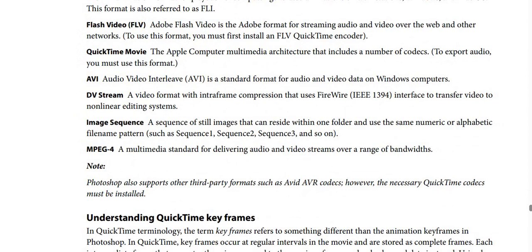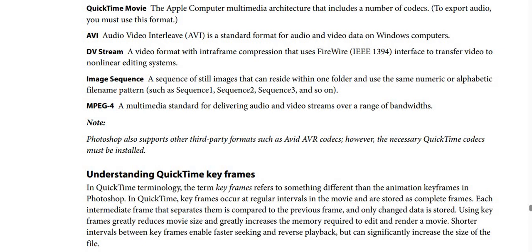Image sequence means a sequence of still images that can reside within one folder and use the same numeric or alphabetic file name pattern, such as sequence 1 and sequence 2 and sequence 3 and so on. So what about MPEG-4? MPEG-4 means a multimedia standard for delivering audio and video streams over a range of bandwidths. Note here, and be careful. Photoshop, by the way, also supports other third party formats such as Avid AVR codecs. However, the necessary QuickTime codecs must be installed.